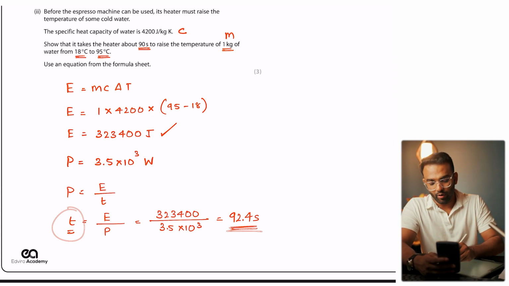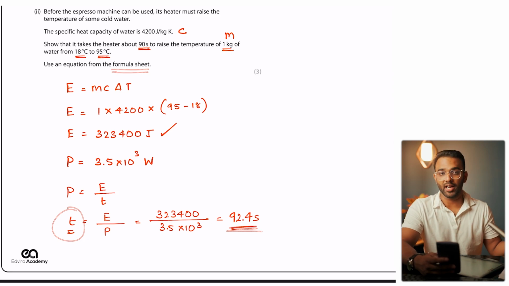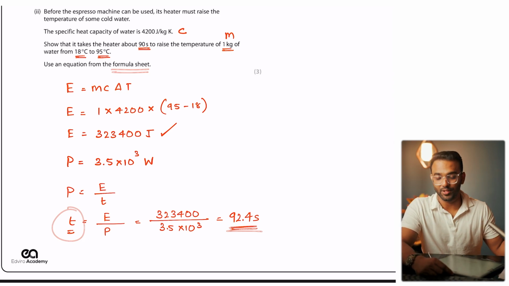By the way, an equation from the formula sheet could be used. I just didn't use the formula sheet. I know the formula, guys, so you can refer back to the equation as well. So that's how you do this one.